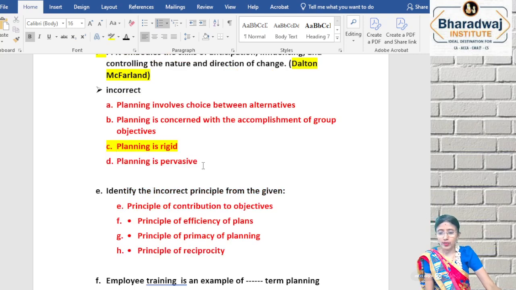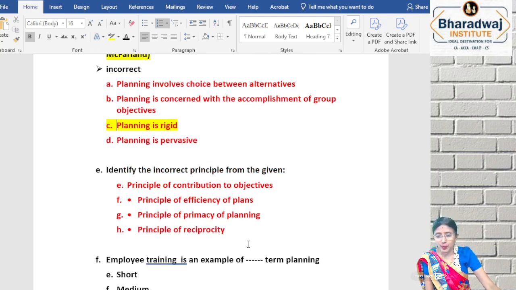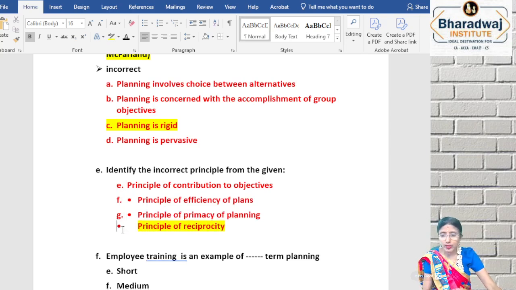Yes, go to the next one. Identify the incorrect principle. Perfect answer, principle of reciprocity. Very good. I think one of you told, no? I don't know who said. Yeah, very good.